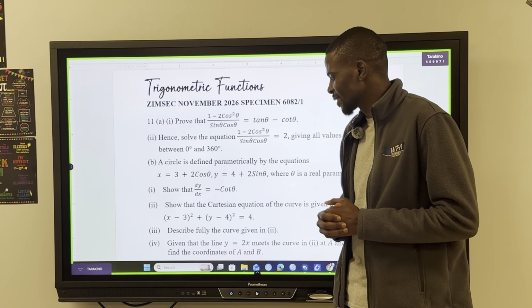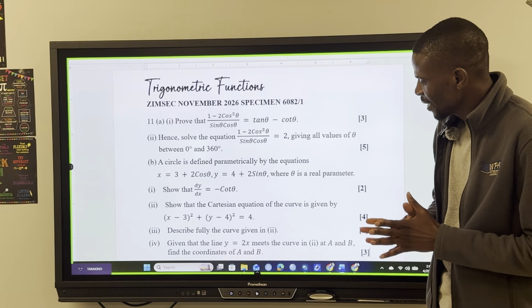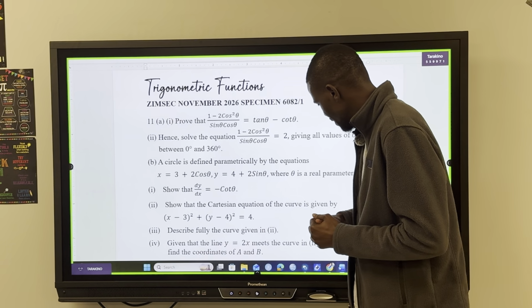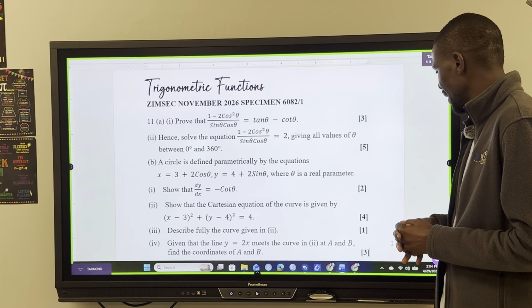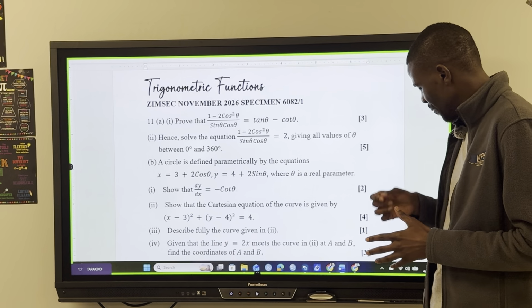Item 3, describe fully the curve given in item 2. Lastly, item 4, given that the line y equal to 2x meets the curve in item 2 at A and B, find the coordinates of A and B.